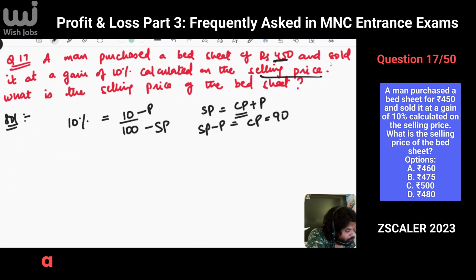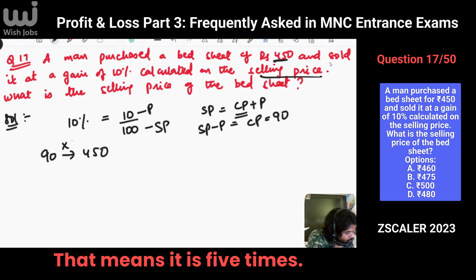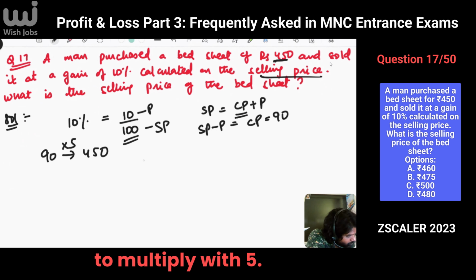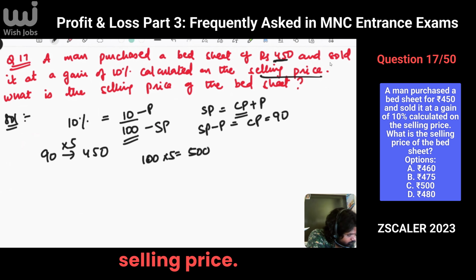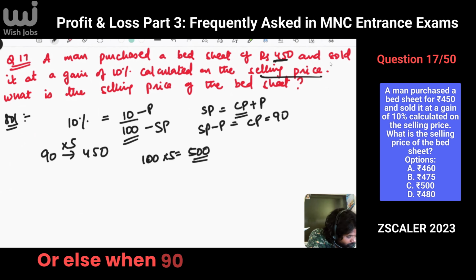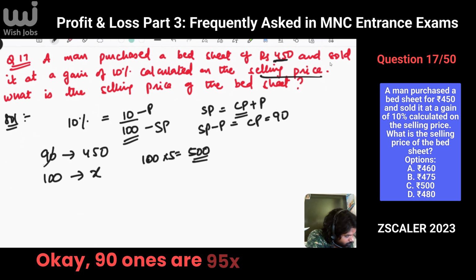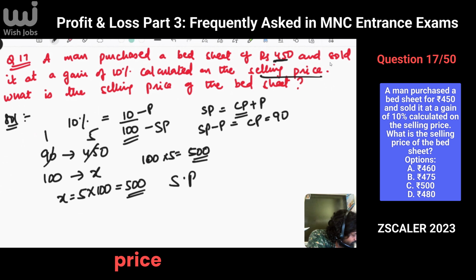Okay, but he told a man purchased a bedsheet for rupees 450. That means 90 rupees cost price is equal to 450. That means it is 5 times. We just need to find the selling price. Selling price is 100. So you just need to multiply with 5. 100 into 5 will be 500. This will be your selling price. Or else when 90 becomes 450, 100 question mark. 90 ones are 90, 5s are. X equal to 5 into 100, which is 500 will be your selling price.